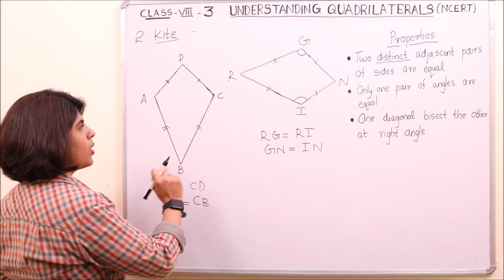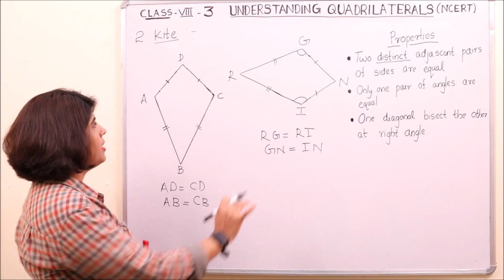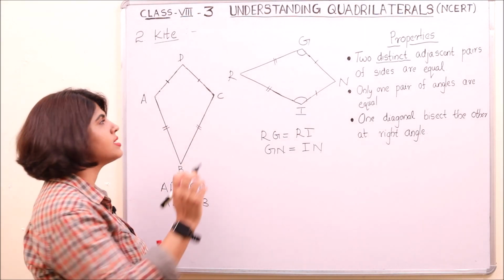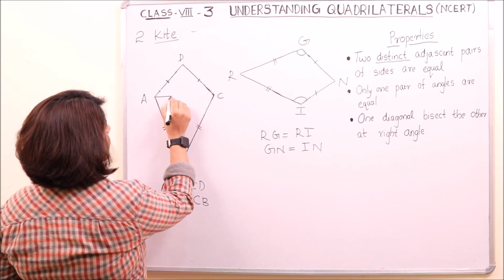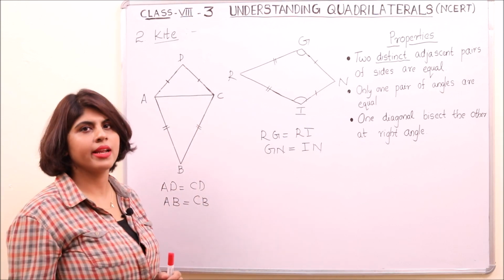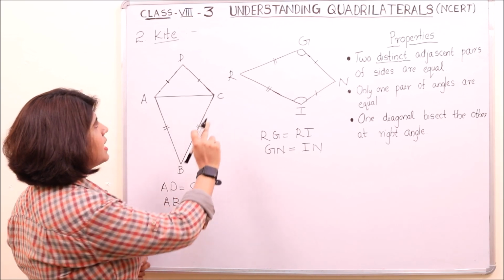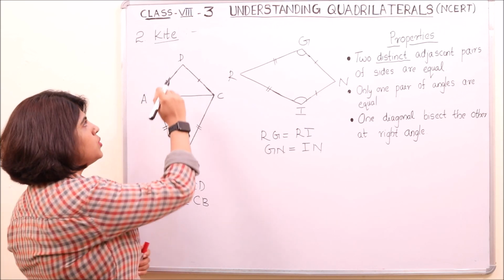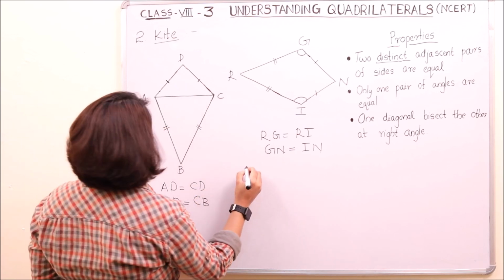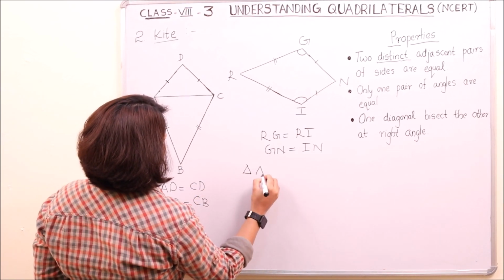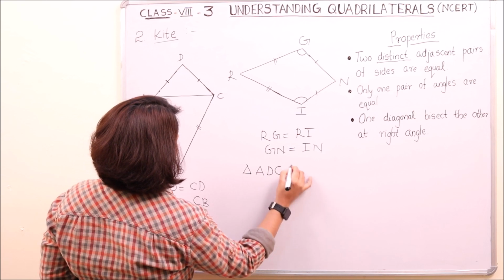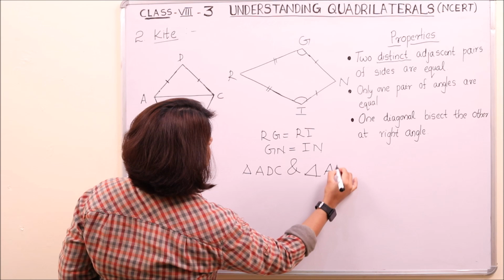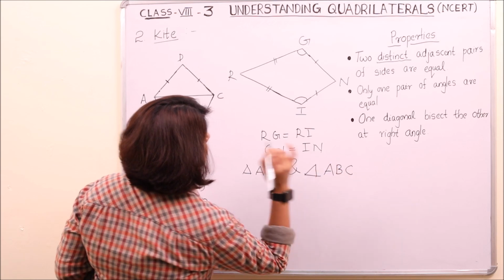Okay, this is a quadrilateral ABCD. Here A and C are non-adjacent vertices, so that we can form a diagonal AC, right? So this diagonal AC divides this quadrilateral into two triangles. Which are they? Triangle ADC and triangle ABC, right?